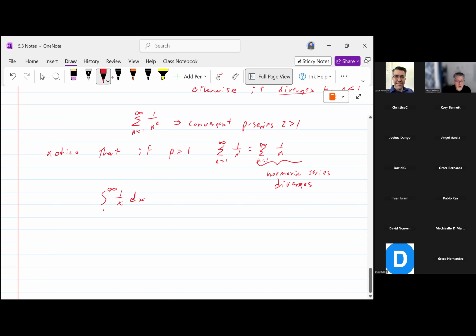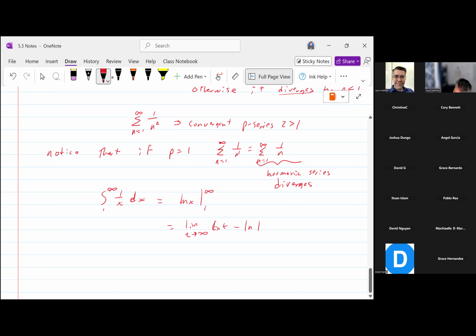What's the integral of 1 over x? Somebody needs to answer. What's the integral of 1 over x? ln x. Yeah, thank you, Ishmi. This is ln x from 1 to infinity. But what do we know about the natural log as x tends to infinity? The limit as t goes to infinity of ln of t minus ln of 1.